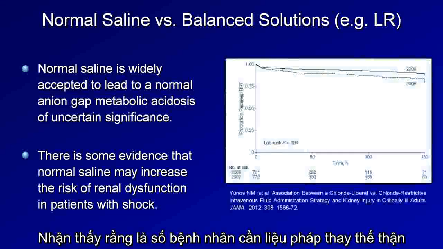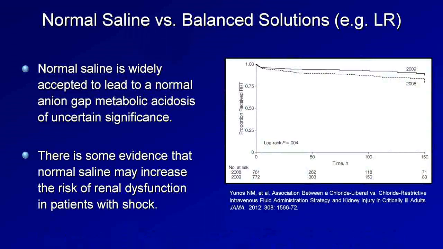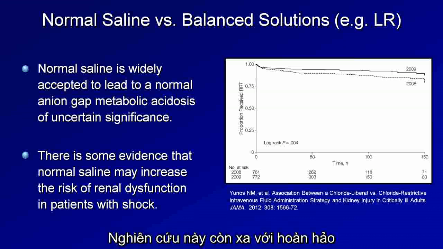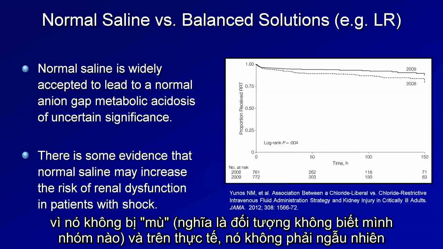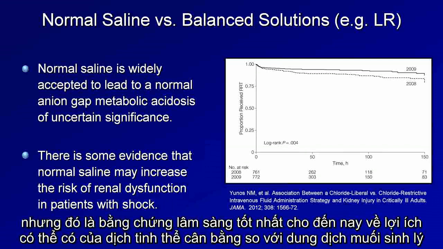What was found was that the number of patients who required renal replacement therapy, that is dialysis, was significantly higher in the chloride-rich 2008 group. This study is far from perfect. For one, it was not blinded, and in fact wasn't randomized, strictly speaking, but it's the best clinical evidence to date of the possible benefit of balanced solutions over normal saline.